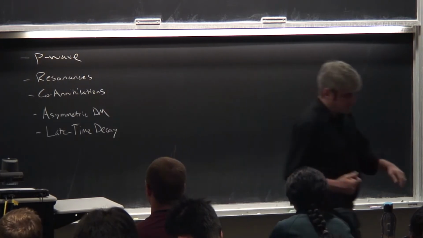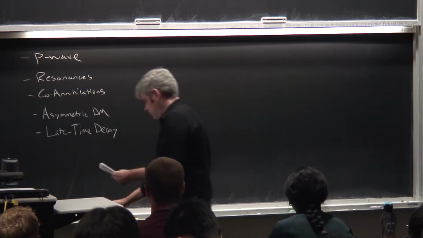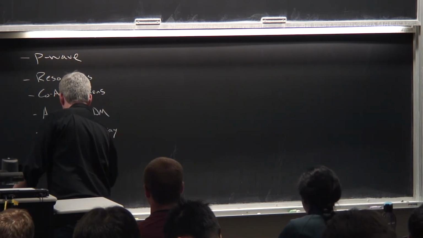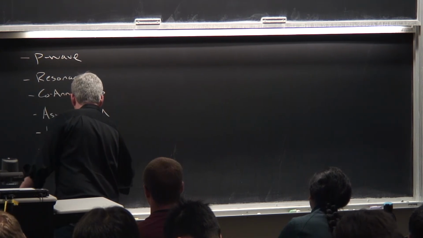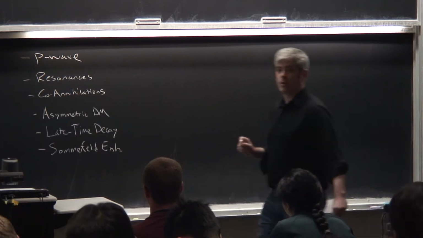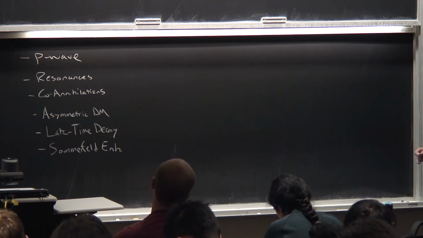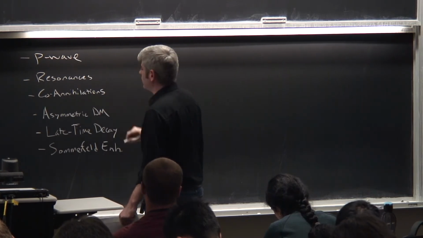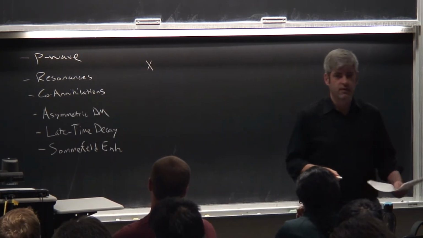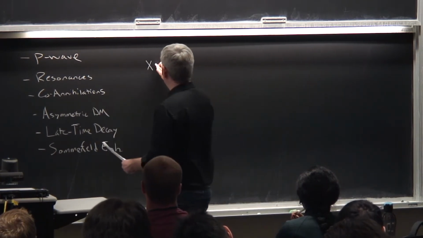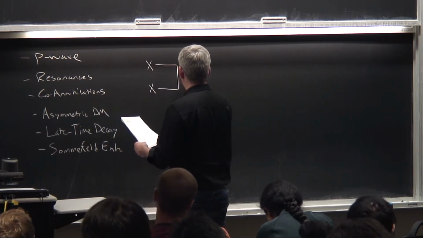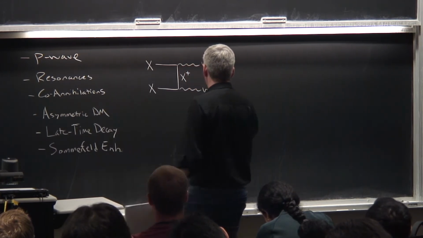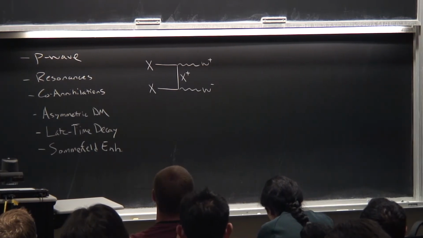All right, adding to this list. We can write down Sommerfeld enhanced models. So what I have here is an idea or a class of scenarios where there's a mediator that is much lighter than the dark matter itself. And maybe in the early universe, something like this set the relic abundance.